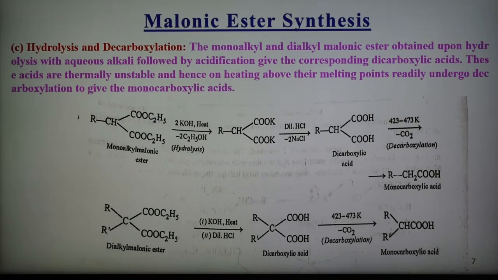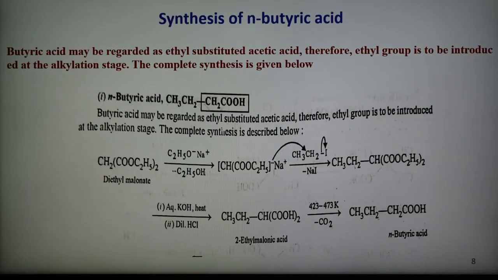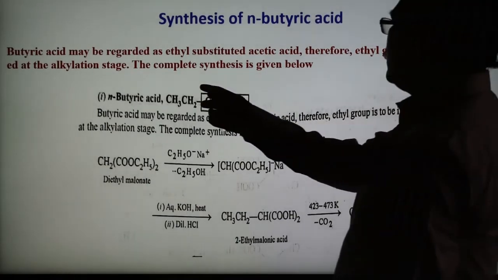So these are the three steps: formation of enolate anion, second is alkylation, and third is hydrolysis and decarboxylation. We have to follow all these three steps for the synthesis of organic compounds via enolate ion formation. Here the synthesis of n-butyric acid is shown as one example, based on malonic ester synthesis and formation of enolate anion. Butyric acid may be regarded as an ethyl substituted acetic acid, therefore the ethyl group is to be introduced at the alkylation stage. So we have to remember the complete synthesis shown.